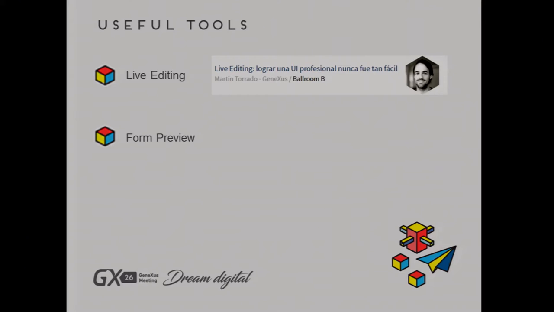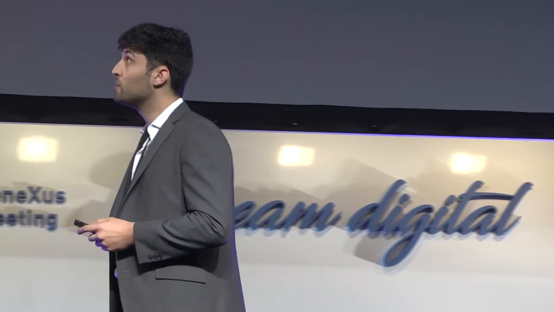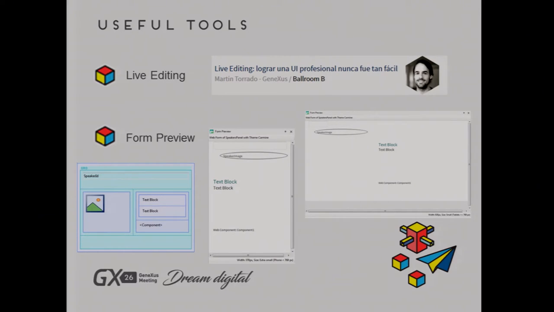Then the form preview. This is a dialogue that will allow us to visualize how our screens and controls are going to be displayed according to the various screen sizes. This is a dialogue that is also adapted to the screen sizes. If I go over them with my mouse, I'll see how the screen adapts. In an extra small screen, my speakers panel will be like this: image, company, description. In a large screen, I will hover over it with my mouse, and you will see a different display. This is very useful.